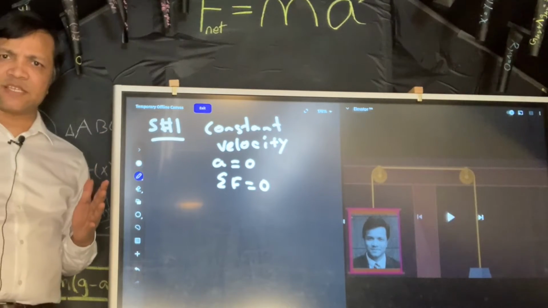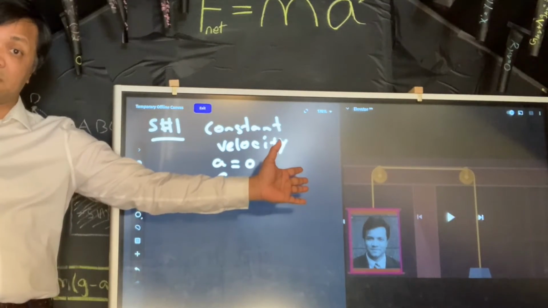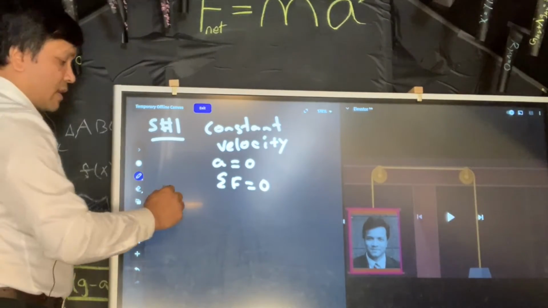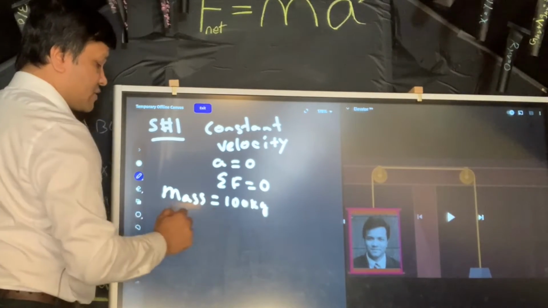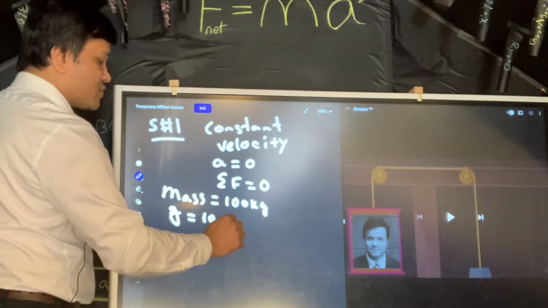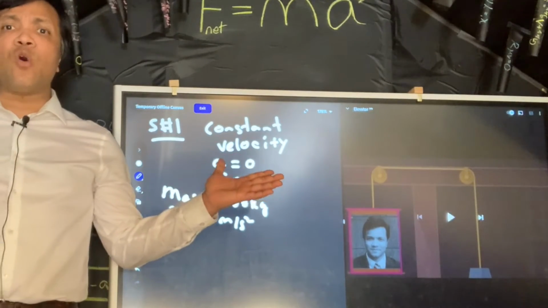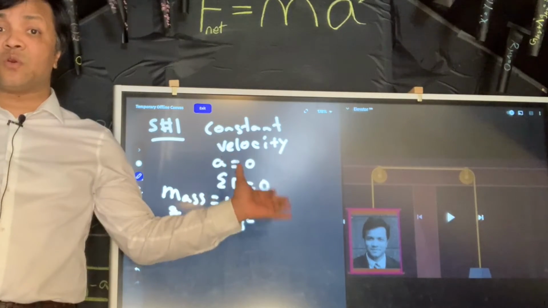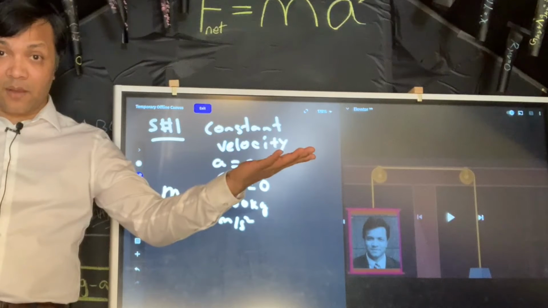So what is the description? What is the person doing? The person is inside the elevator. As you see, the man is inside the elevator. The man is 100 kilograms and the acceleration due to gravity is 10 meters per second squared. Now, would the person feel heavier or lighter? Well, the person won't feel heavier or lighter because there would be no acceleration and there would be no net force.